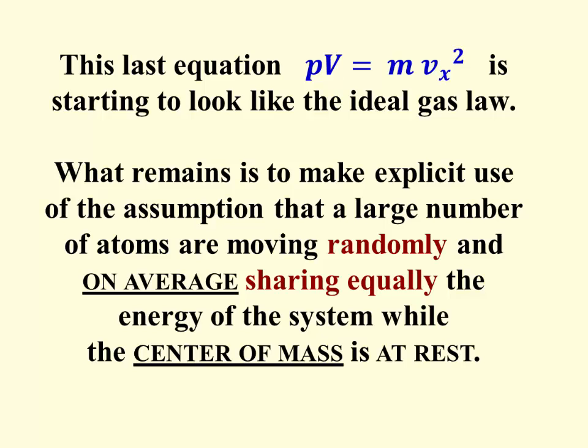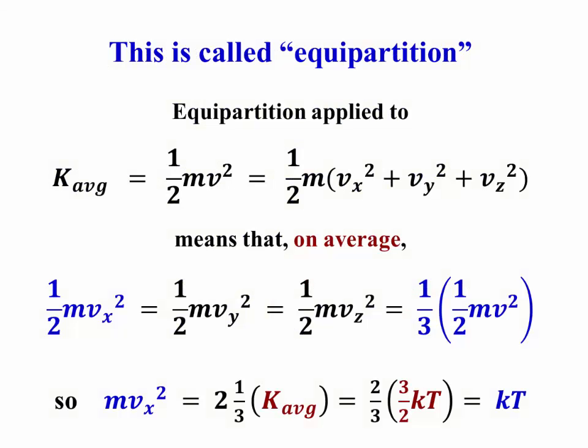In fact, there's only one more thing left to do. What we have to do now is make explicit use of our assumption that there's a large number of atoms moving randomly and on average sharing equally the energy of the system, while in fact the center of mass is at rest. That is, all of the motion is sort of symmetric and balanced, with as many atoms moving one way as moving another way. But in particular, the motion in each coordinate direction x, y, and z is sort of equally sharing the energy. This idea is called equipartition, that is, equally divided. The energy is equally divided between all of the different things that that atom can do.